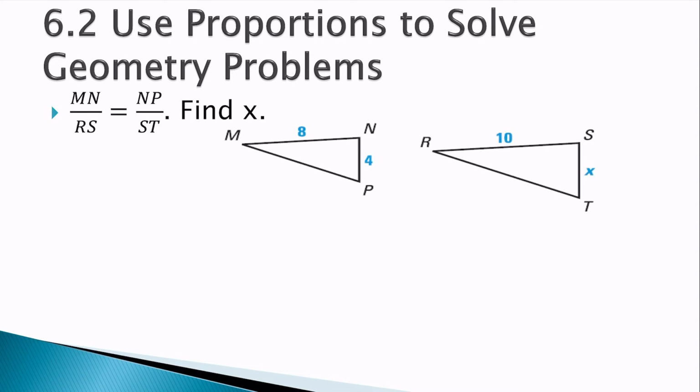So let's solve some geometry problems. Here's the first one. Today the book is giving you the proportion, so you just need to fill it in and solve. MN is 8 in the picture. RS is 10. NP is 4. ST is X. Let's solve by cross multiplying. I'll have 8X and 4 times 10. Divide by 8, and X is 5.